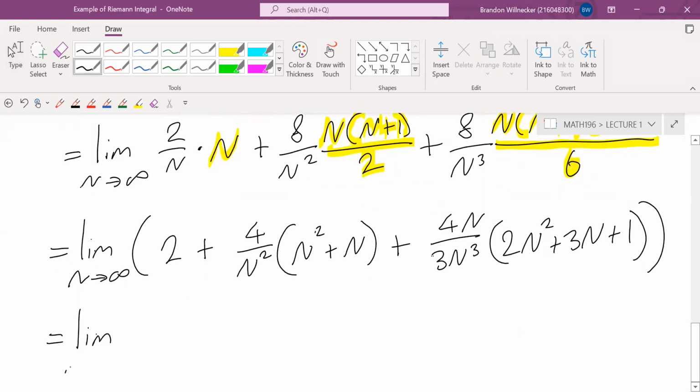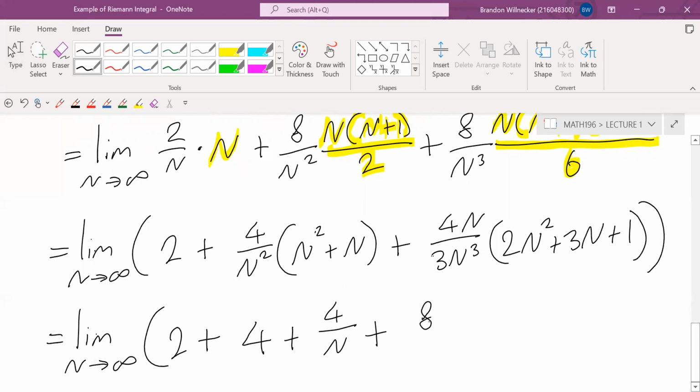So this is going to be the limit as n goes to infinity of 2 plus 4 divided by n squared times n squared. Well, that's just going to be 4 plus 4 over n squared times n. That's going to be 4 over n plus this next one is going to be 4n over n cubed times 2n squared. So that's going to be 8 over 3. And then the top will be an n cubed. The bottom will be an n cubed.